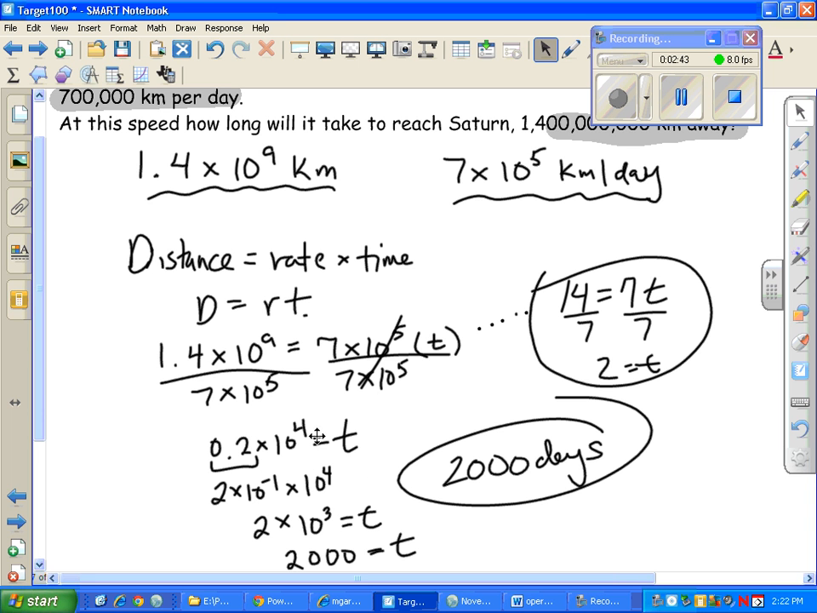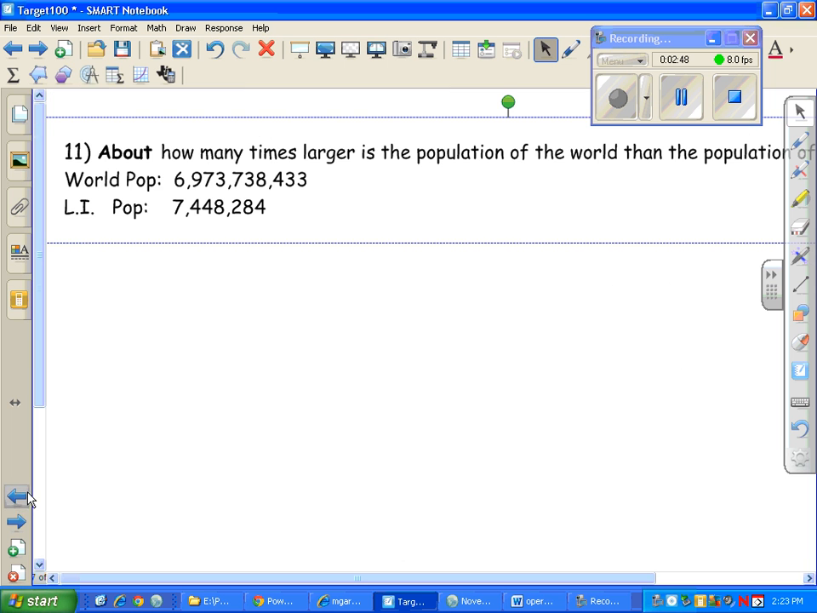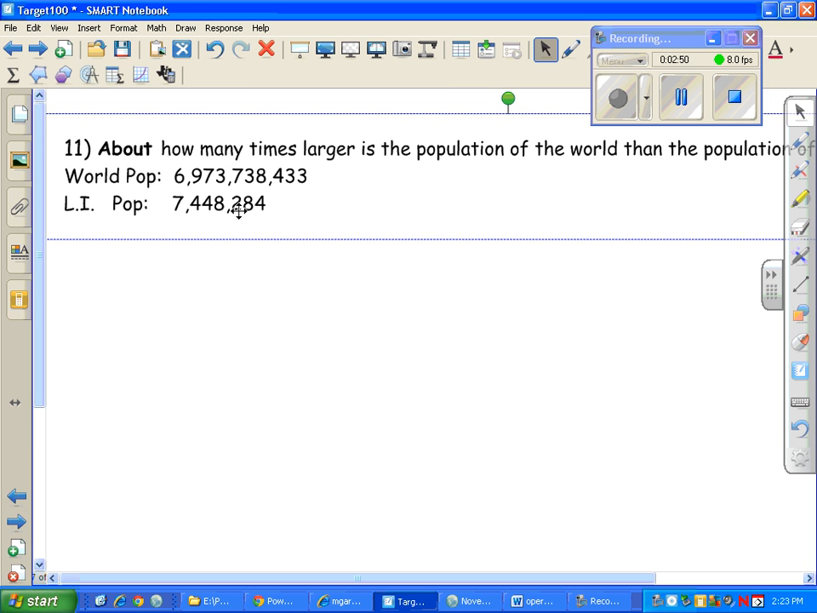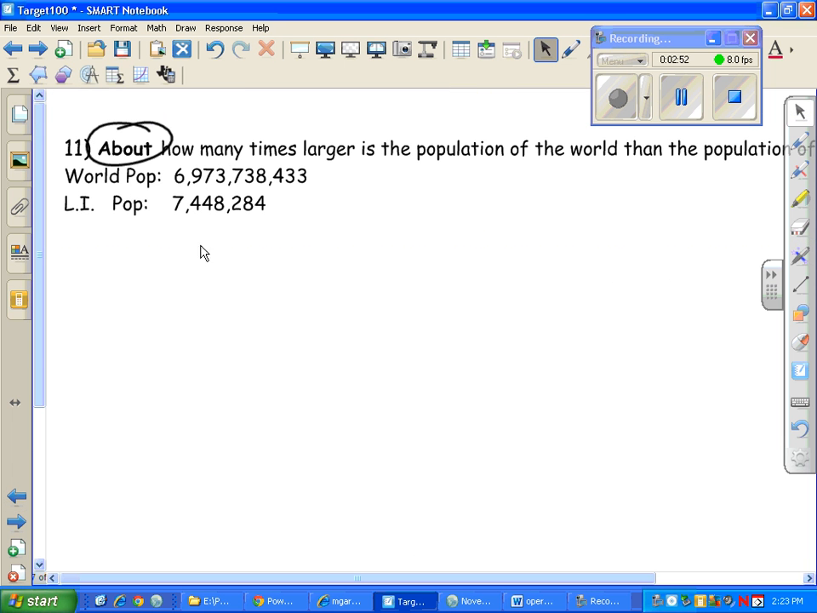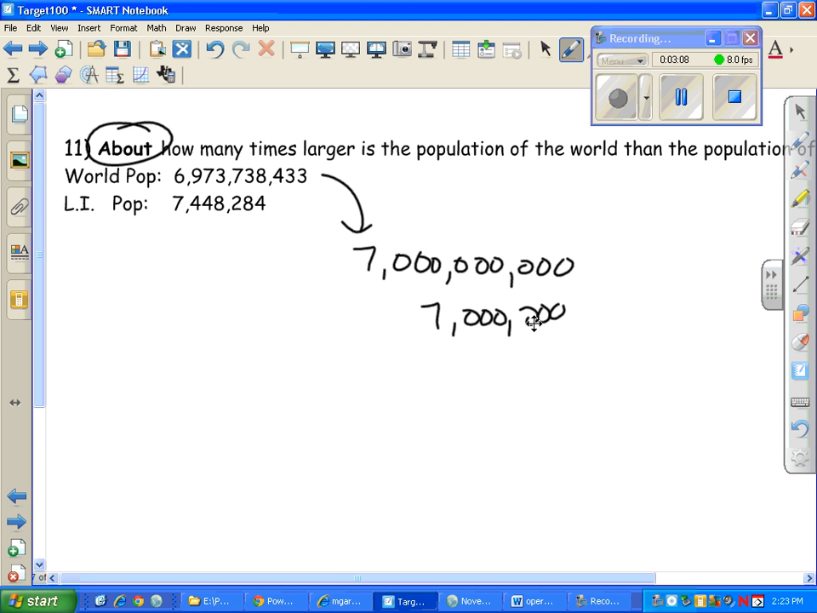On these word problems, try converting the numbers into scientific notation, particularly in problem number 11. Make these numbers in scientific notation that are easy to work with since it says about. So for instance, on number 11, I would make the world population 7 billion, and Long Island population 7 million. This is going to make it easier to work with and easier to write the numbers in scientific notation before you do the operations that are required.